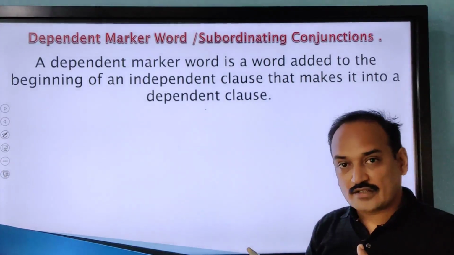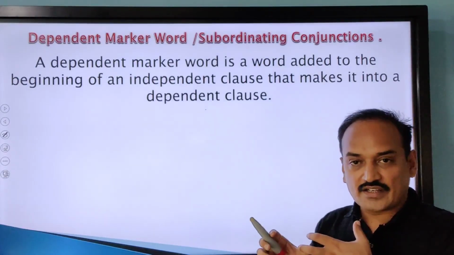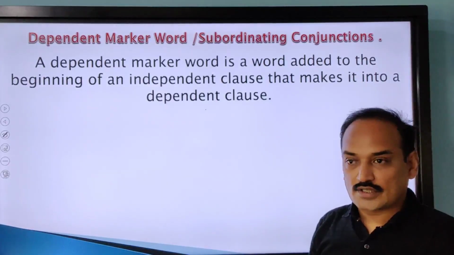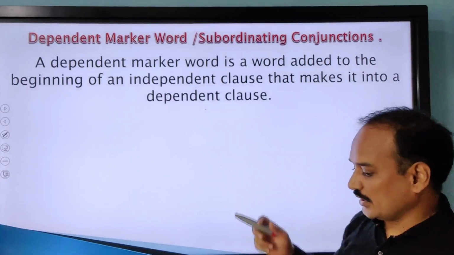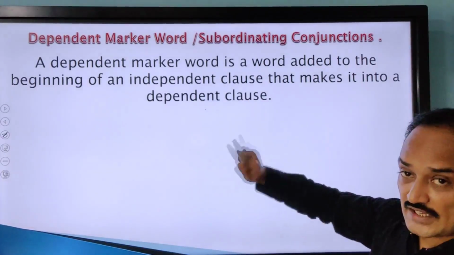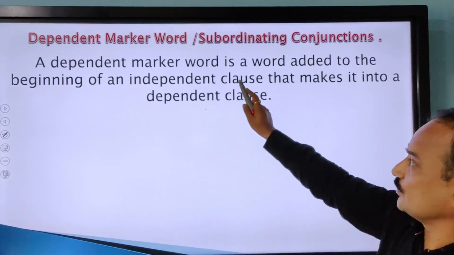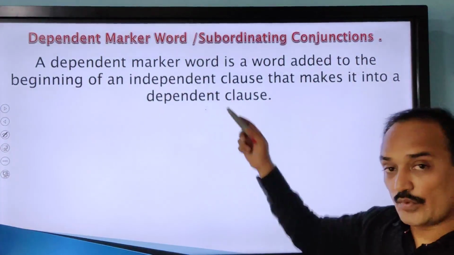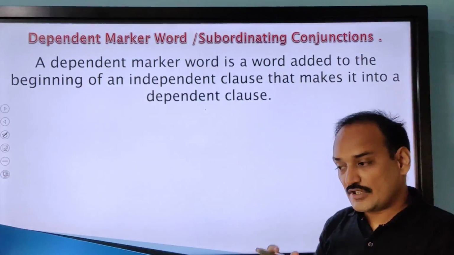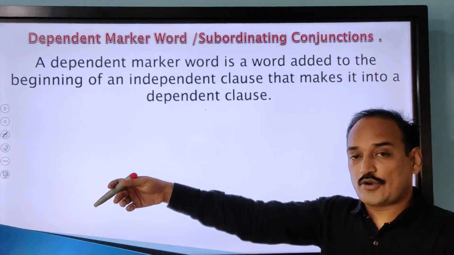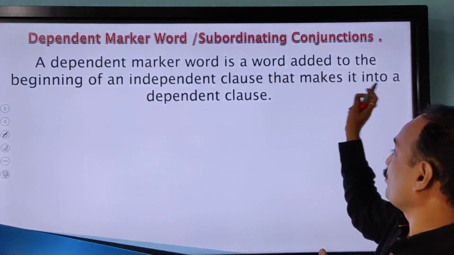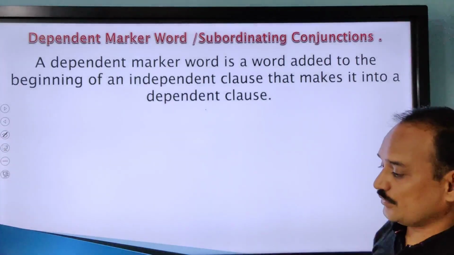But when that word is added, at once it becomes dependent on the main clause or principal clause. Okay, so again I will read. A dependent marker word is a word added to the beginning of the independent clause. When it is added to that independent clause, it has to depend on the main clause or the principal clause, and that makes it a dependent clause. Let us see which are they.